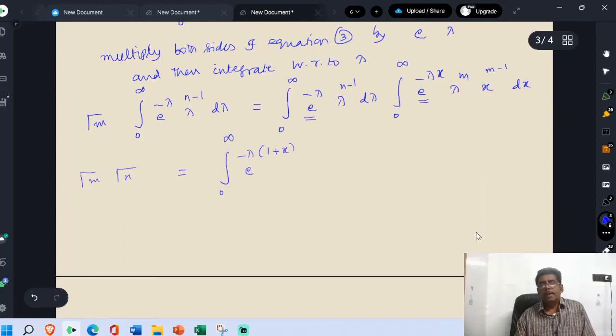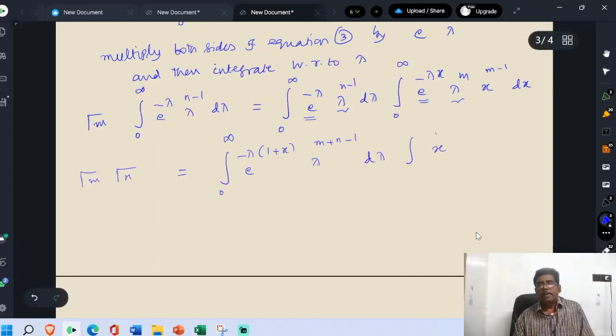e power minus lambda into e power minus lambda x. We have to sum up these two terms. Take out minus lambda outside, so 1 plus x, then lambda power m plus n minus 1. Just combine these two terms: lambda power n minus 1 into lambda power m, lambda power m plus n minus 1, into d lambda.